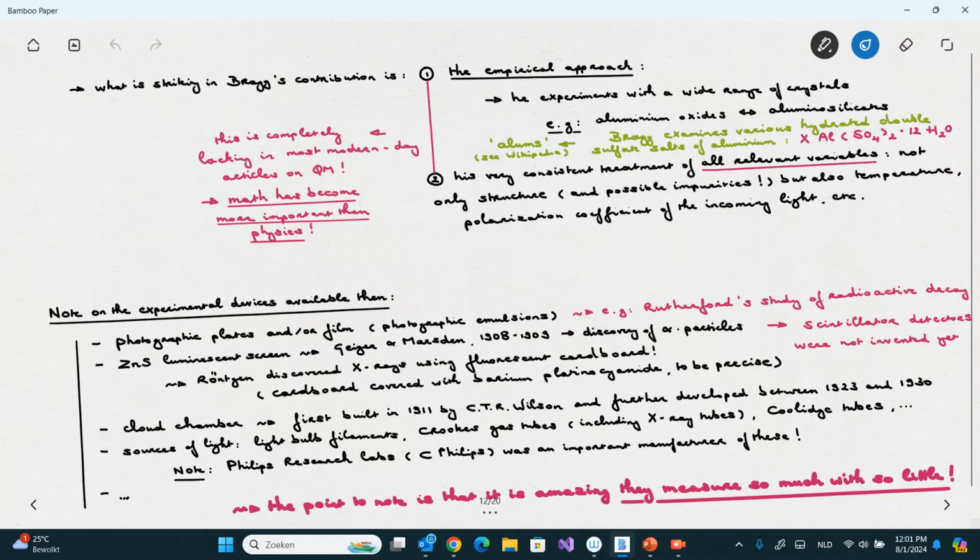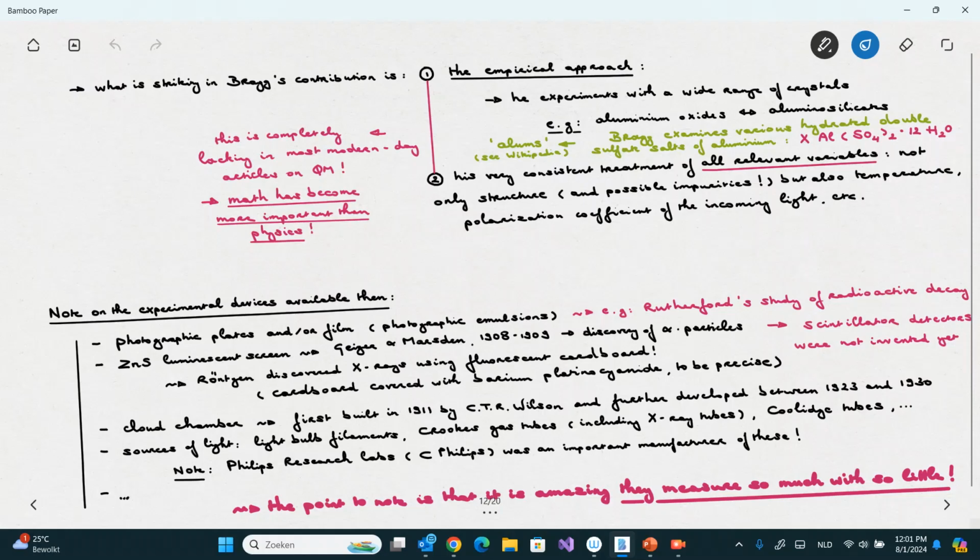Cloud chambers were already invented, but it was only, well, this is 1927, they were only fully developed in the 1920s, really. The sources of light at the time, it wasn't lasers, it was light bulb filaments, gas tubes, Crookes tubes, Coolidge tubes. I mean, these differ in their design.